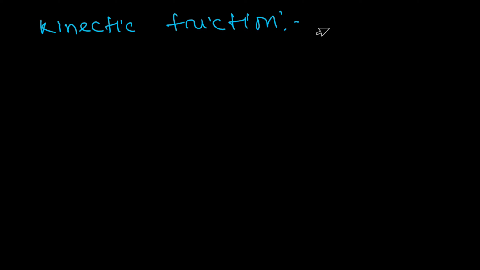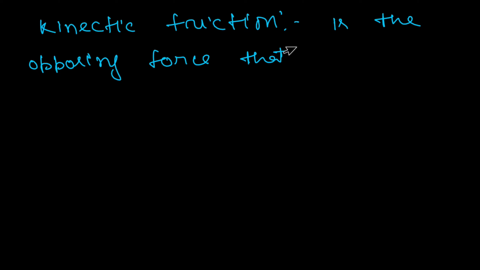So if we increase the applied force more than the limiting friction, then the body will start moving, and when the body is moving, then the force of friction is called kinetic friction. So kinetic friction or dynamic friction is the opposing force that comes into play when one body is actually moving over the surface of another body.